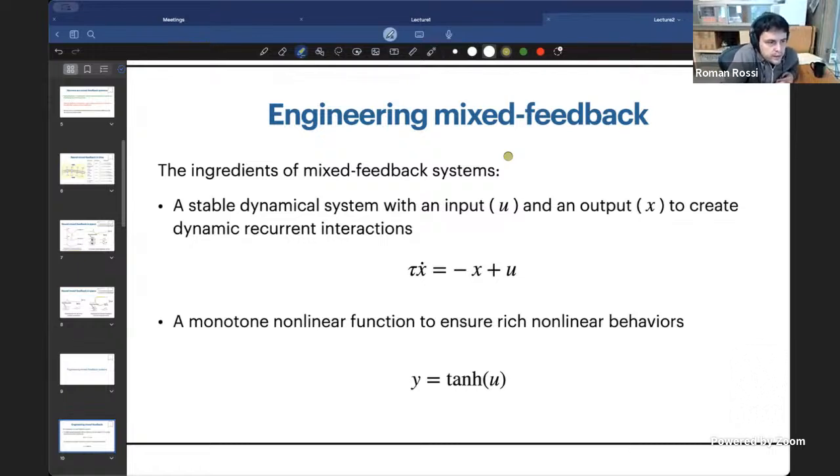This mixed feedback engineering was mostly developed by Rodolphe, me, and Guillaume.